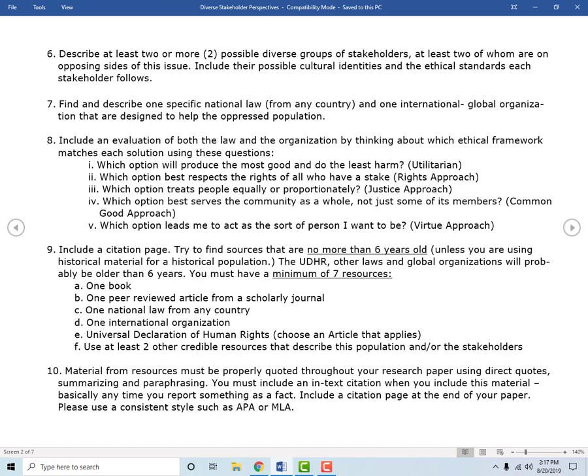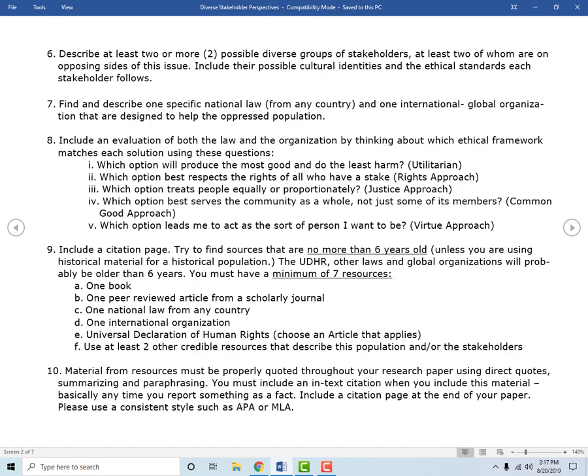These include A. 1 book, B. 1 peer-reviewed article from a scholarly journal, C. 1 national law from any country, D. 1 international organization, E. the Universal Declaration of Human Rights, and F. Find at least 2 other credible resources that describe this population and/or the stakeholders.